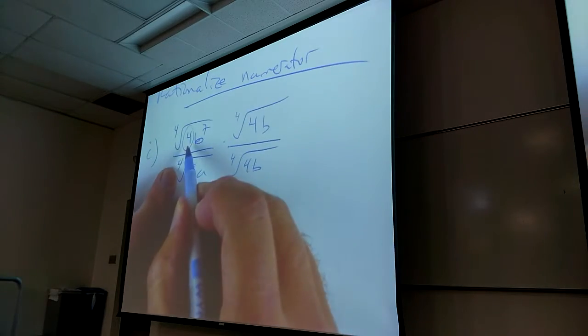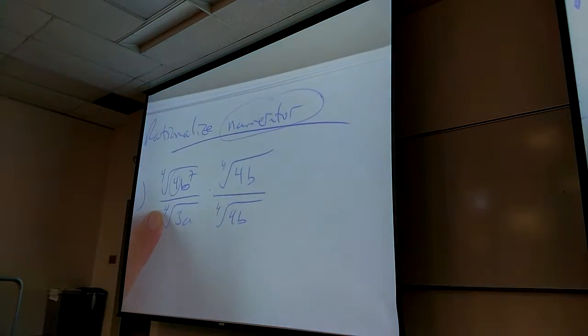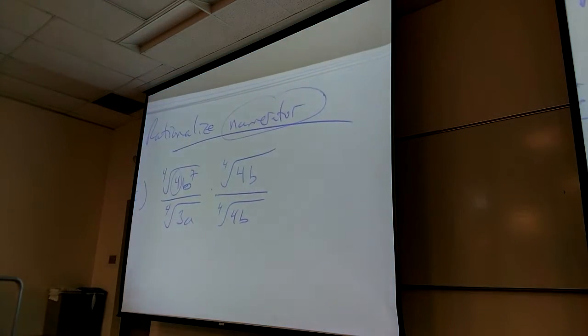So why am I looking at the top now? Because it told me to. The instructions will tell you which one to focus on.